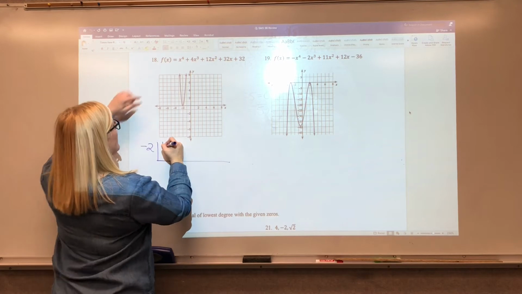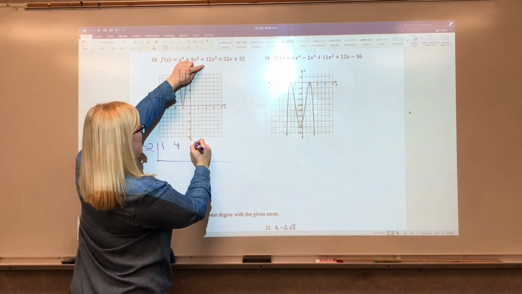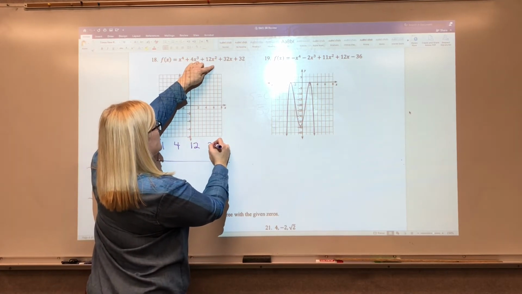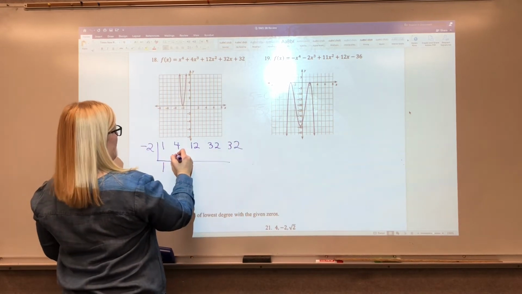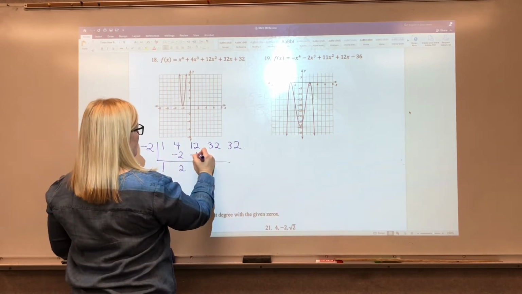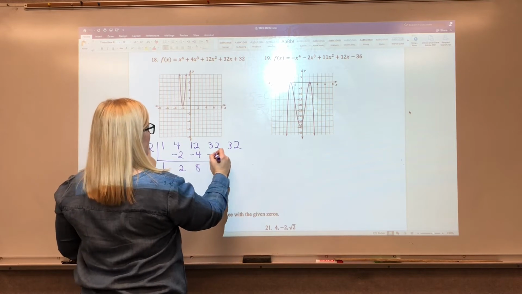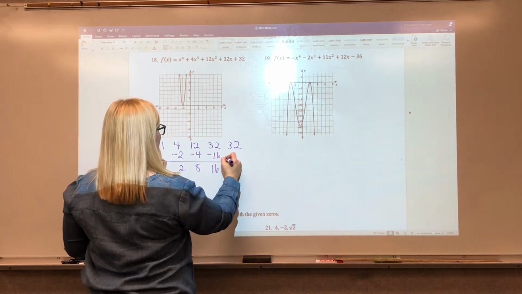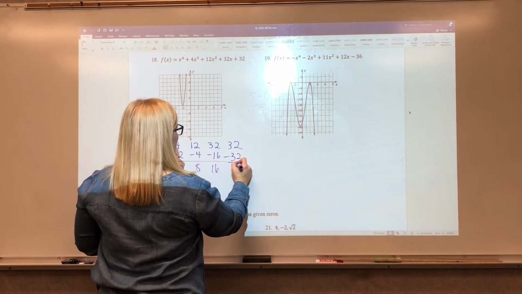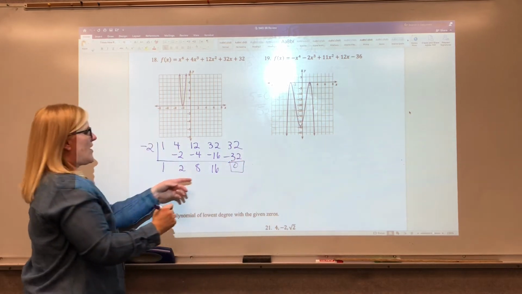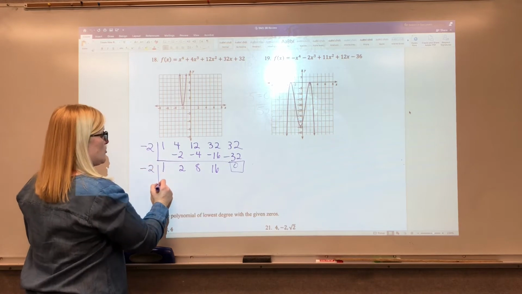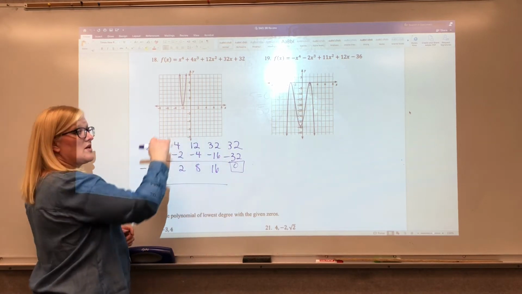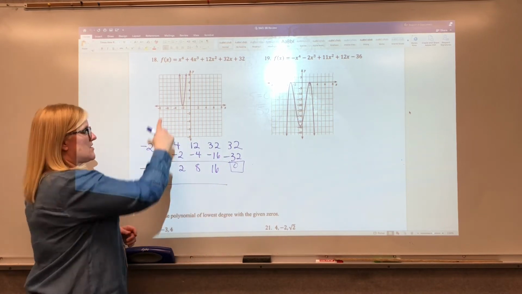So I have 1, 4, 12, 32, 32. I drop this down. This is -2, 2, -4, 8, -16, 16, and -32. Okay, so I've taken it down a little bit. Now I'm going to do it again with -2 because I know that -2 comes twice because it's a bounce.